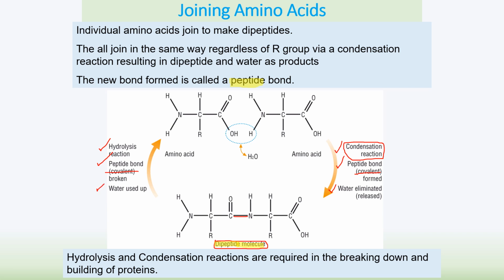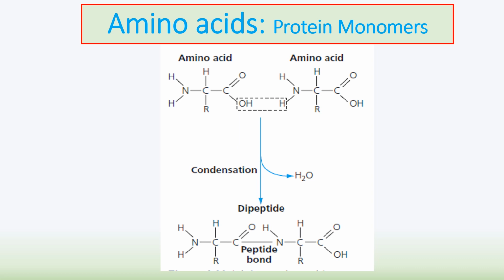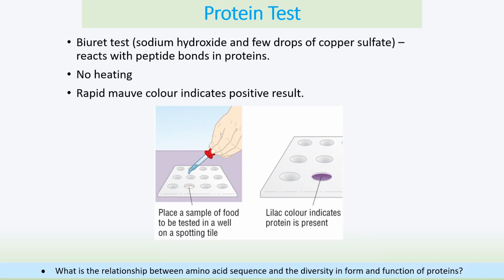So it's really essential that you constantly refer to hydrolysis and condensation reactions. And here's another example of it, just showing you how a condensation reaction forms a dipeptide, a peptide bond, when two amino acids combine. You also need to be aware of the protein test.